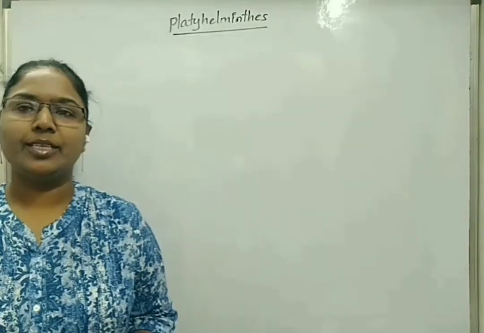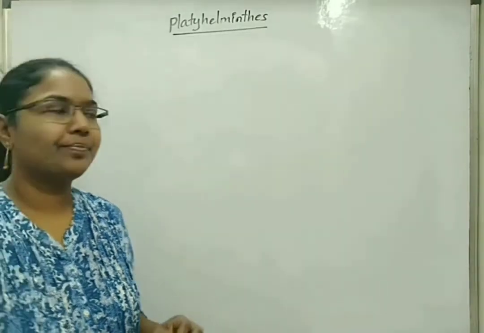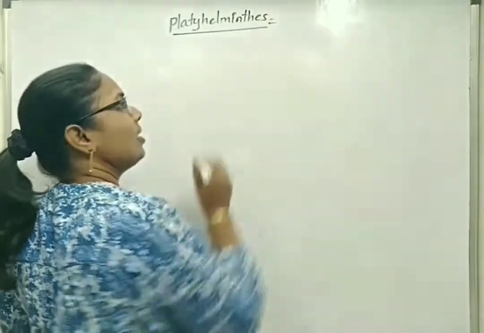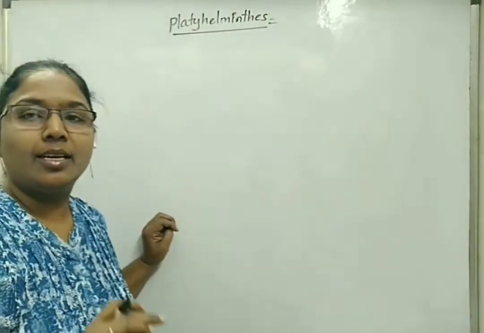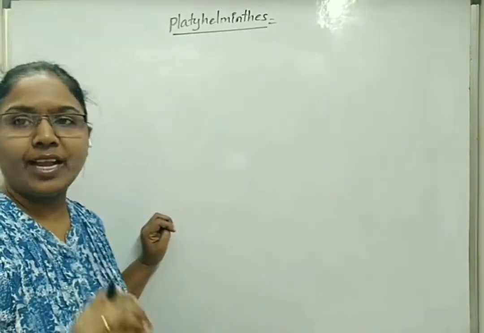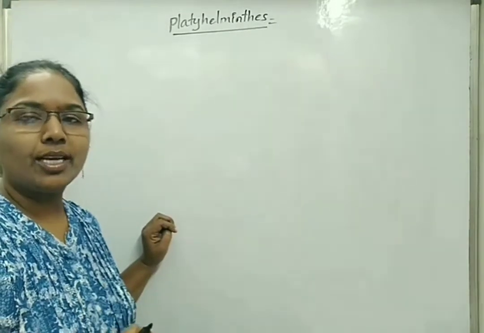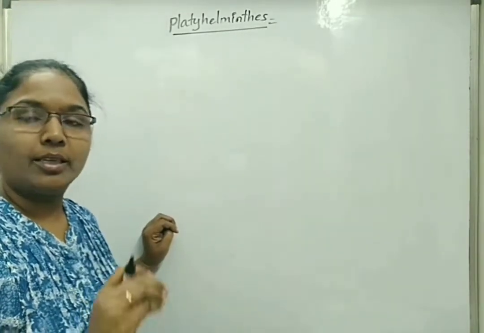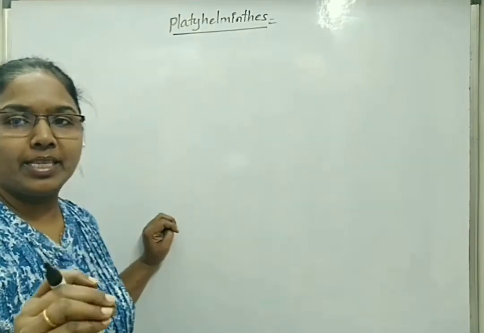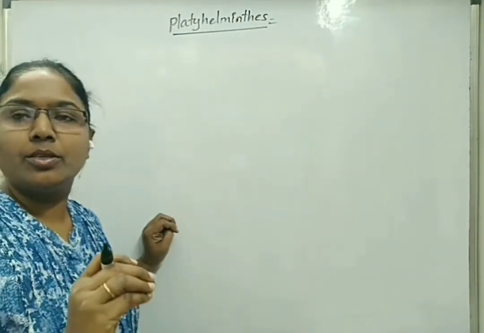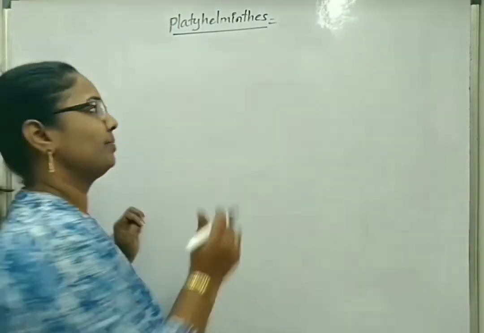Hello students, now we will discuss Platyhelminthes. The phylum Platyhelminthes has organisms with a dorsiventrally flat body. So they are also called flatworms, or their body is just like a long tape-like structure which we use for measurements, so it is also called tapeworm.